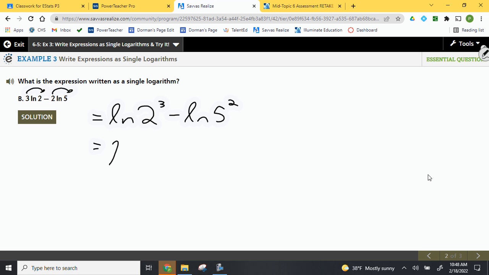Now I'll use my quotient property to write this as natural log of 2 cubed divided by 5 squared. I don't know, I'm curious to simplify it. This is 8 over 25. And that's it.